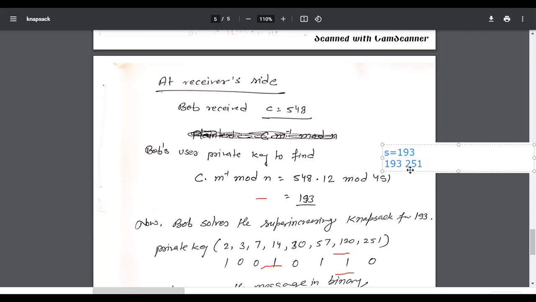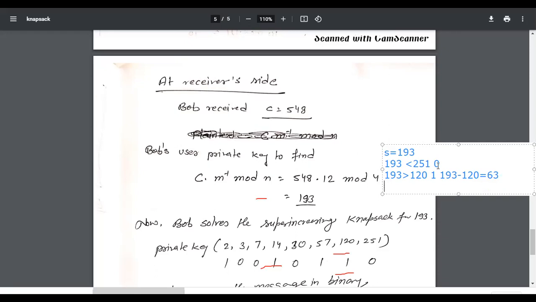So 193 is less than 251, so we can't consider this. So the bit value is 0. Next we will compare 193 with 120. So 193 is greater than 120, so we can consider this, bit value is 1. Now the updated sum is 193 minus 120, that is equal to 63.